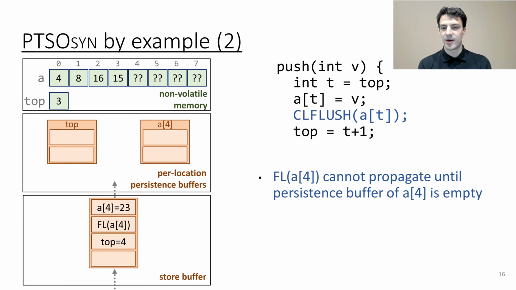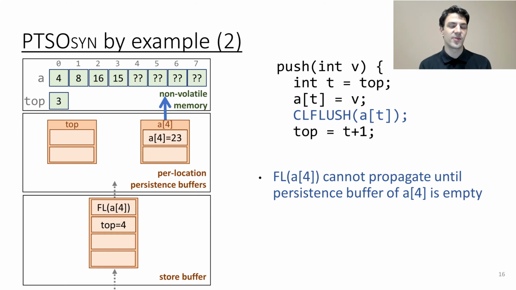When CLFLUSH gets issued, it also adds an entry into a store buffer. So that's why we have FL of A4 in it right now. And so the events will propagate from the store buffer in order like before. So A4 goes first. And now the new thing is that it is not possible to propagate the flush of A4 until the persistence buffer of A4 is empty.